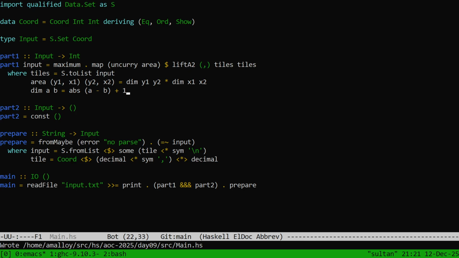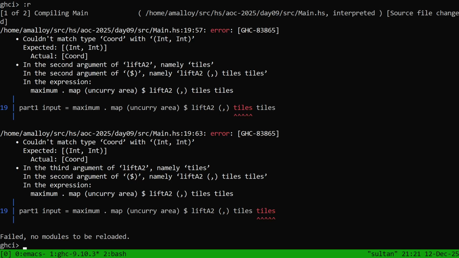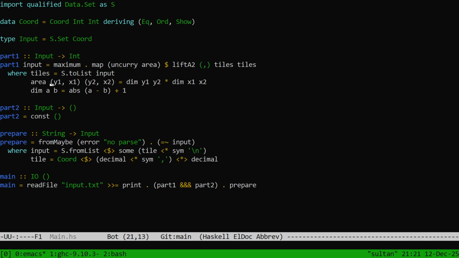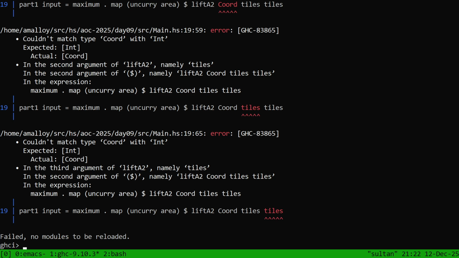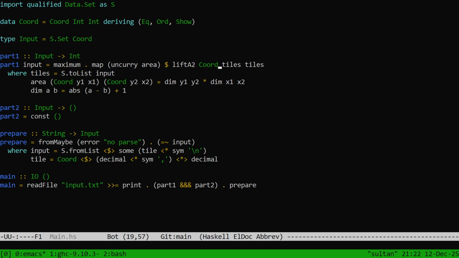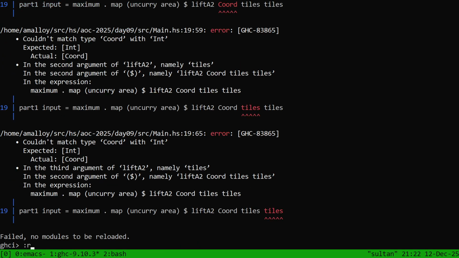This looks okay. What do you think, GHC? You ain't liking it. Yes, that's true. I always define a coord type, and I always forget that I've done it. Oh, this one actually should have been, okay, because this is a pair of coordinates. Okay.